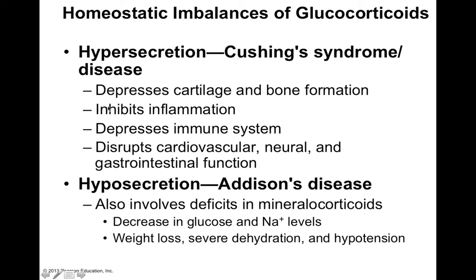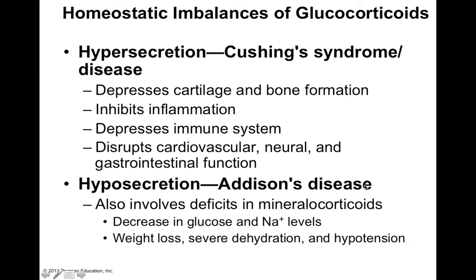It's going to inhibit inflammation and also depress the immune system, so that individuals with Cushing disease will be more susceptible, or more prone, to infection. Now, hypersecretion of cortisol also leads to disruption of the cardiovascular, neural, and digestive, or gastrointestinal, systems.